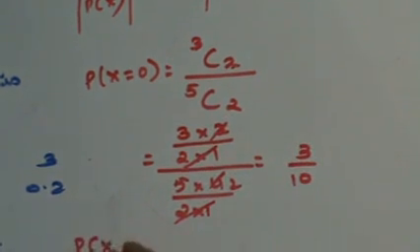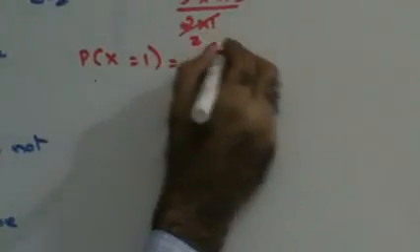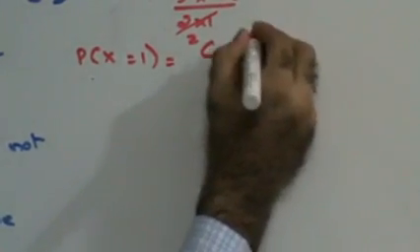Next, probability of 1 yellow marble. There are 2 yellow marbles out of which 1 I am going to draw. That means the other marble that I am going to draw is not going to be yellow. The other marble is going to be white.